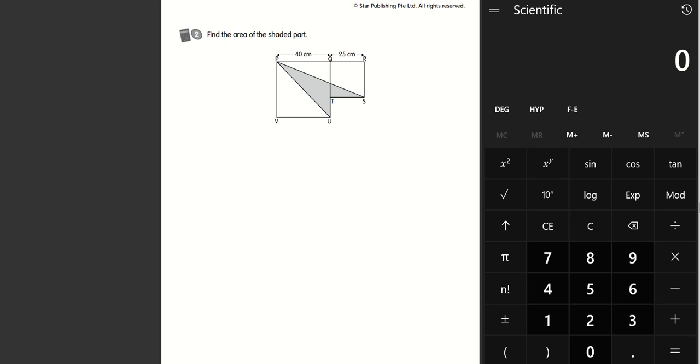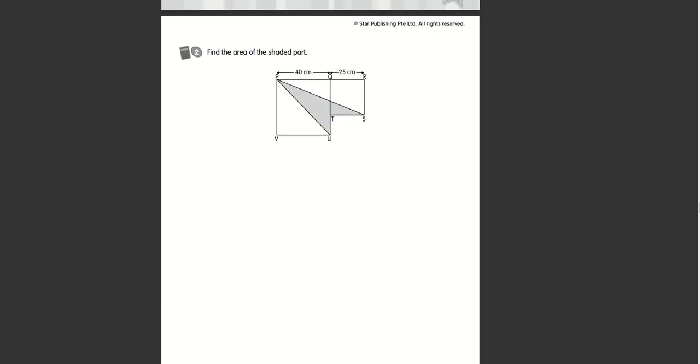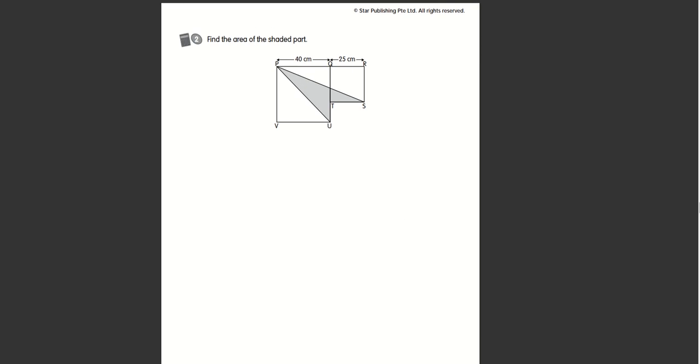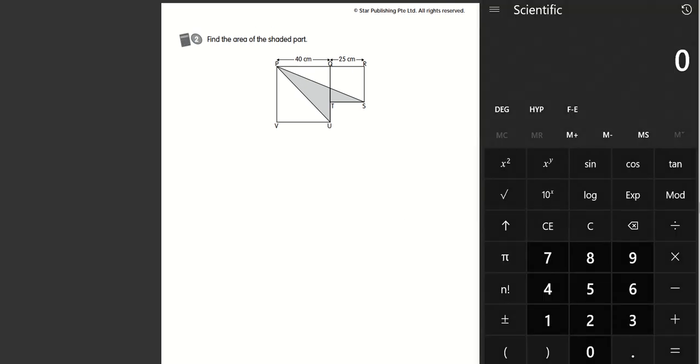This is a level 3 question for chapter number 4, area of triangles, area of shapes involving composite figures. Now we're looking at page 134, question number 2. It's a level 3 question, and for this question, you can use a calculator, which I put at the side here. But you're advised to use the calculator after you think through how to solve the question.